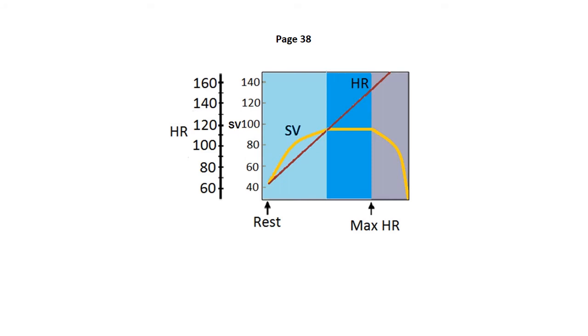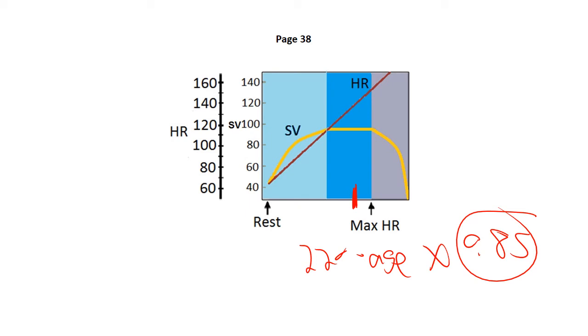Now, if we get someone into this third zone out here, what we have to start worrying about is that we're taking away their diastolic filling time. They're just going to get less and less cardiac output at this point. So when we do stress tests on patients, we're typically shooting for somewhere around in that area. And that is roughly 220 minus age times 0.85, or 85% of that maximum heart rate there. So that's the number that we're kind of shooting for.